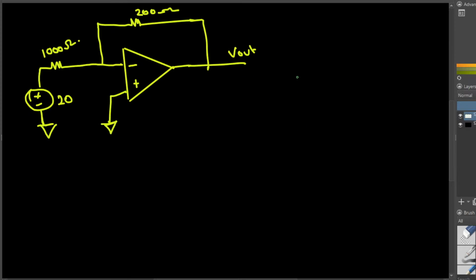How can we calculate the V output? When we are dealing with an ideal op-amp, we know that the current flow in and out is always 0, because we assume the resistance inside of the ideal op-amp to be infinity, so there's no current flow inside or outside, and V plus is equal to V minus. These are the two conditions that you have to follow. V plus I can easily find because this is connected to the ground, so V plus is 0, therefore V minus is also 0.